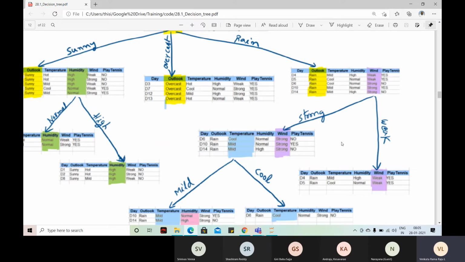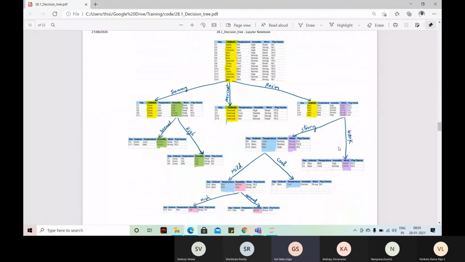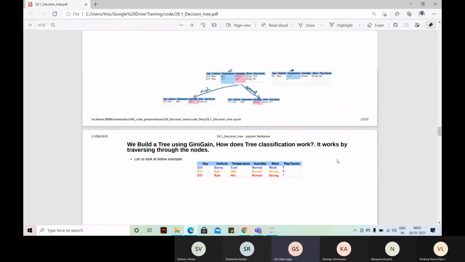Any questions here? Sir, one second. Regarding once the sorting is done and finalizing what is the best feature, can you please repeat that once again? Finalizing the best feature in this example.